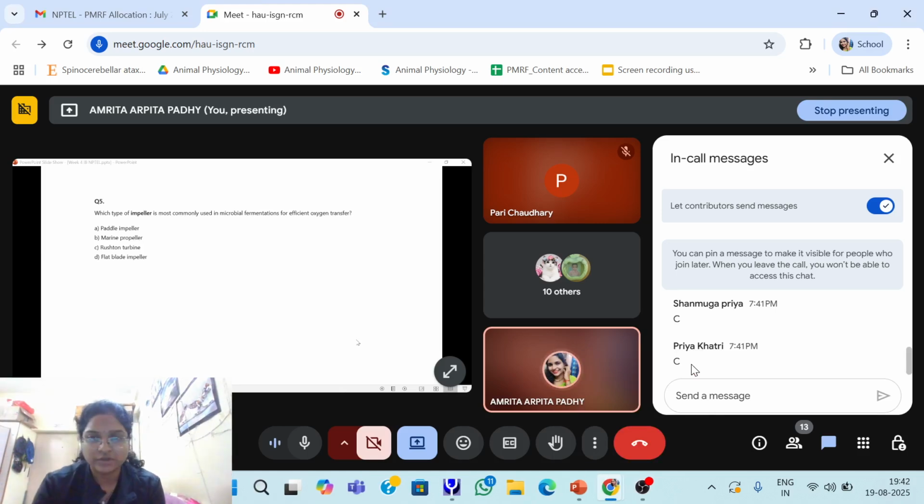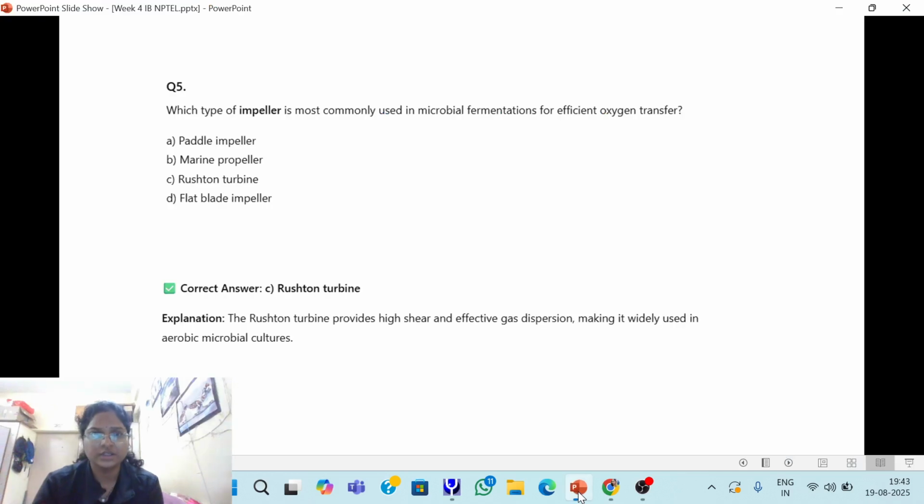Okay, let's see what is the correct answer to this question. It is C, Ruston turbine. The Ruston turbine provides high shear and effective gas dispersion, making it widely used in aerobic microbial cultures. The question was which type of impeller is most commonly used in microbial fermentations for efficient oxygen transfer. So it is the Ruston turbine.